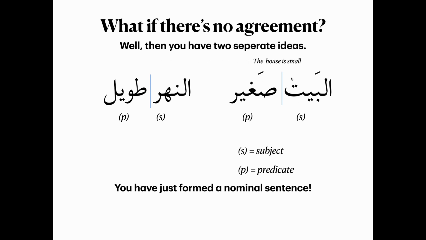And of course, this means the house is small. Bayt is the house. Saghir is small. So the house, small, literally in English. The house, small. And then the house is small, right? And al nahr tawil is the river is long. Instead of saying at-tawil, we just say tawil. That means the river is long.